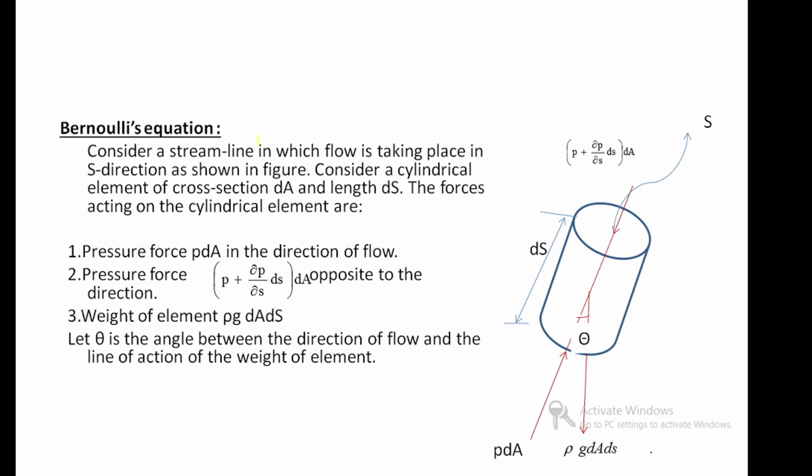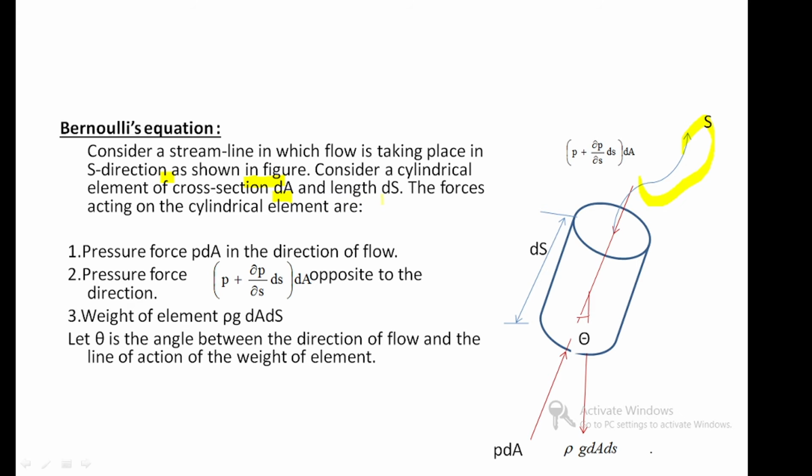First you go for the Euler's equation derivation. Consider a streamline, in which flow is taking place in the S direction, as shown in the figure. Consider a cylindrical element of cross-section dA, that is, area of the cylindrical element dA and length dS.